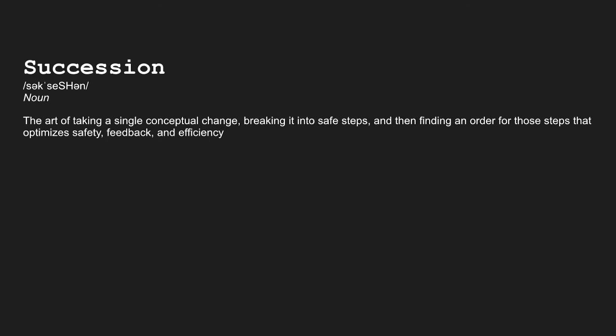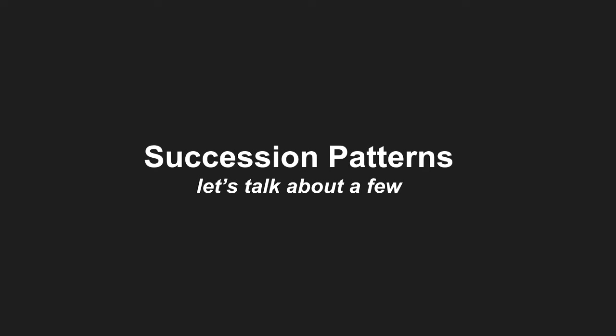So the question becomes then, all right, we understand we shouldn't tie ourselves to our old domain. We want to model new services. We want to evolve and get there. How do I do that safely? Kent Beck, who was the originator of extreme programming, a lot of the practices that we use every day at Pivotal Labs, has a phenomenal concept, succession, which is, apologies for the tiny text there, the art of taking a single conceptual change, breaking it into safe steps, ordering those steps so that you can optimize safety, feedback, and efficiency. So let's talk about a few succession patterns.